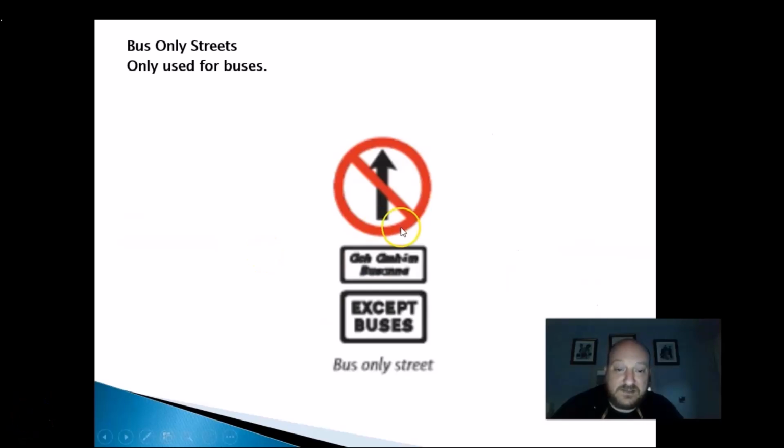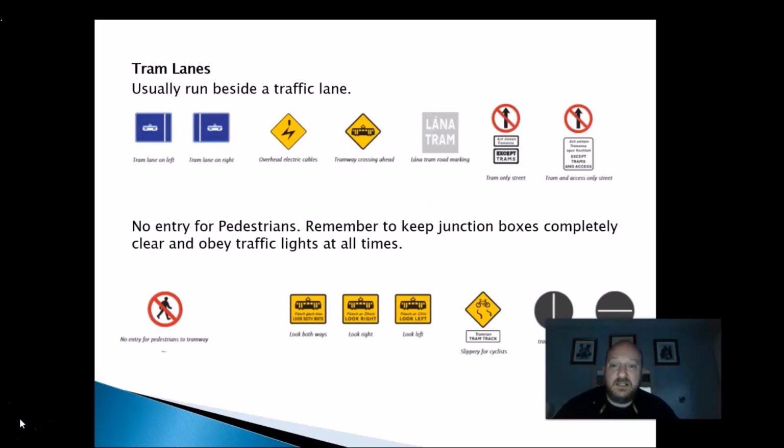Bus only street. This is no entry. Just look at this top one. It's a no entry. It's go this way with a big red line through it. No. But underneath it says except buses. So it's no entry except buses. So buses may use that. Tram lanes, not too many around the country. You get them around Ranelagh and around Dublin. Below is no entry for pedestrians. Again, you see a pedestrian with a line through it saying no. Here, slippery for cyclists. It's not a sign you see too often.